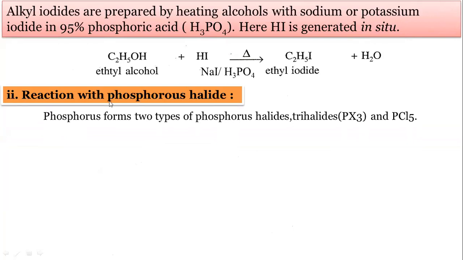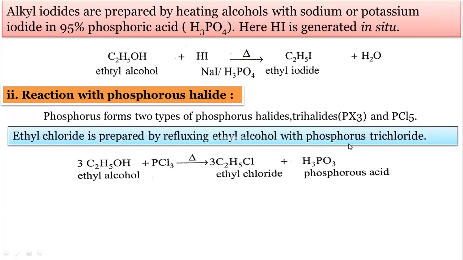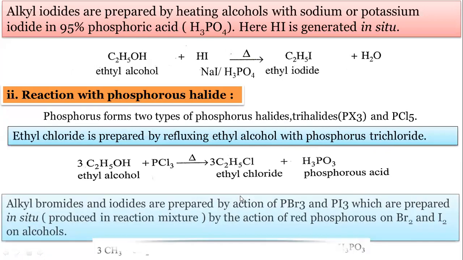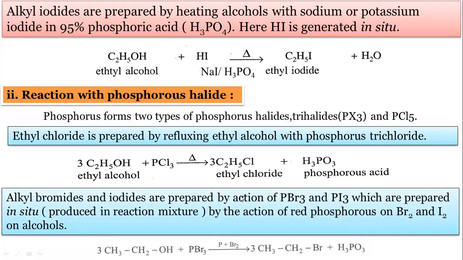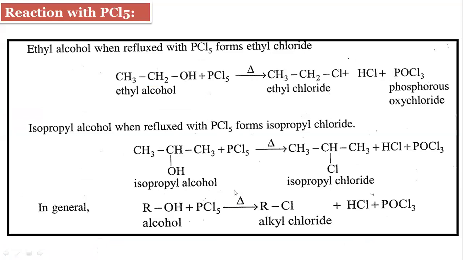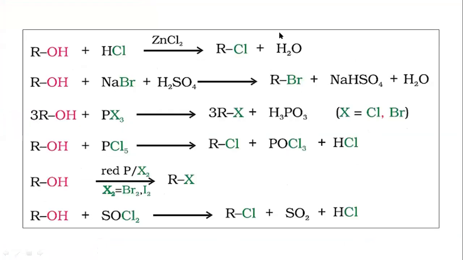Then reaction with phosphorus halides, using phosphorus trichloride, then pentachloride, then Lucas reagent. All these reactions are completed in halogen derivatives. See, these examples are completed. Same reactions I have taken from the halogen derivatives. I think you remember the chart. I will explain this chart within 1 minute. So only 1 minute is remaining.